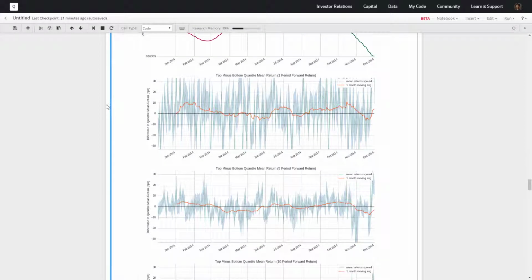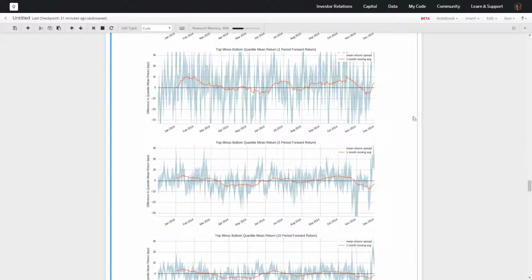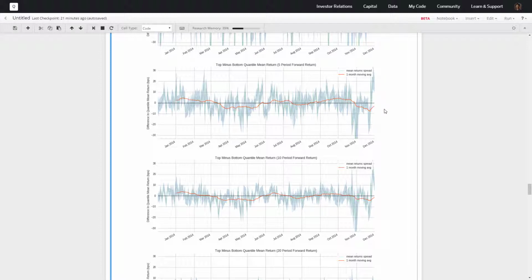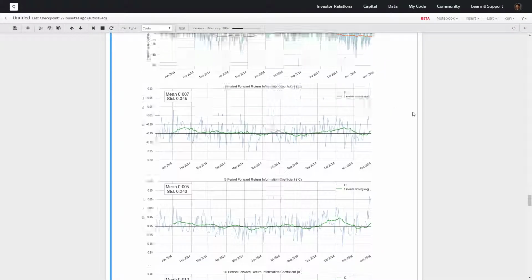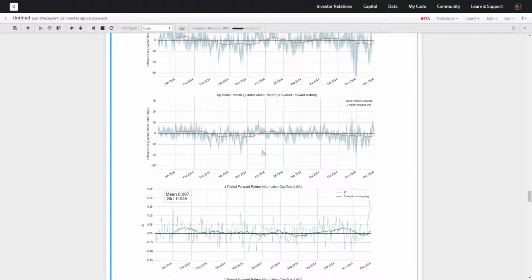Other things that you can see here is the mean return of the top minus bottom. There are some periods whereby it dipped below zero, but generally it's mostly above. The 5 day doesn't move too far away from zero, the 10 day too, as well as the 20 day. What you really want is that this orange line continuously and consistently stay above zero. That's really what you actually want to see here. These are in basis points, by the way.